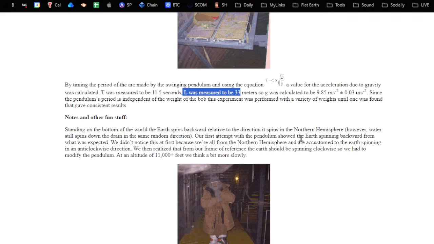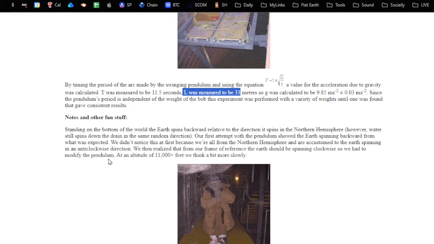Our first attempt with the pendulum showed the Earth spinning backwards from what was expected. Oh, okay. We didn't notice this at first because we're all from the northern hemisphere and are accustomed to the Earth spinning in an anti-clockwise direction. We then realized that our frame of reference, the Earth, should be spinning clockwise, so we had to modify the pendulum. What? This is the big so-called pendulum experiment.